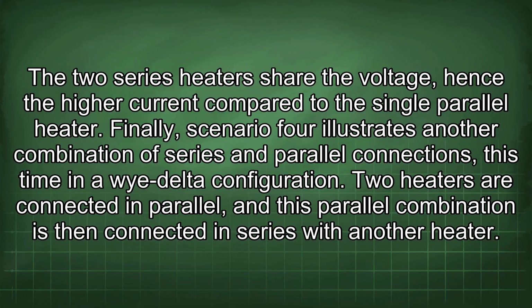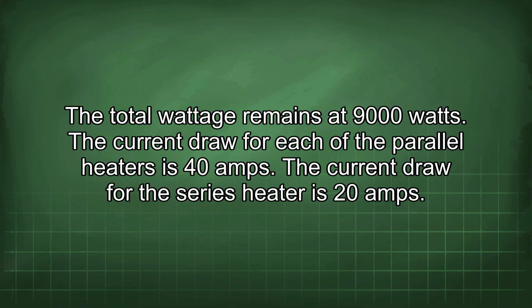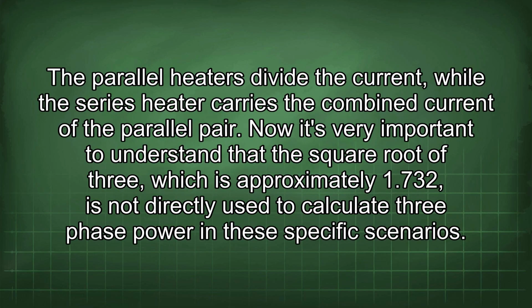Finally, Scenario 4 illustrates another combination of series and parallel connections, this time in a Y-delta configuration. 2 heaters are connected in parallel, and this parallel combination is then connected in series with another heater. The total wattage remains at 9,000 watts. The current draw for each of the parallel heaters is 40 amps. The current draw for the series heater is 20 amps. The parallel heaters divide the current, while the series heater carries the combined current of the parallel pair.